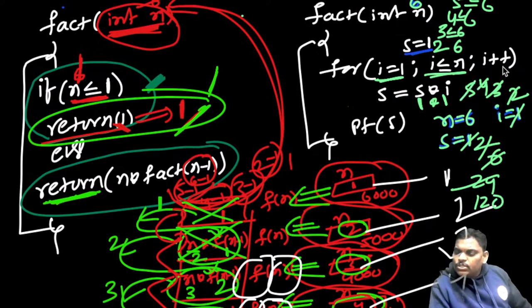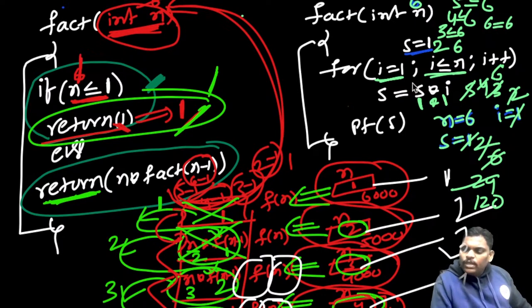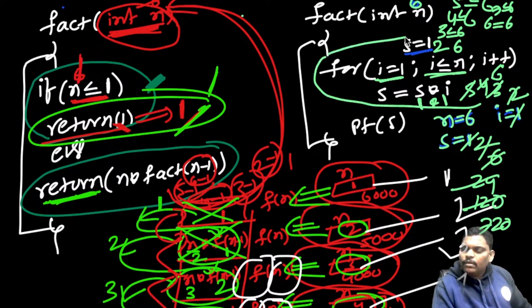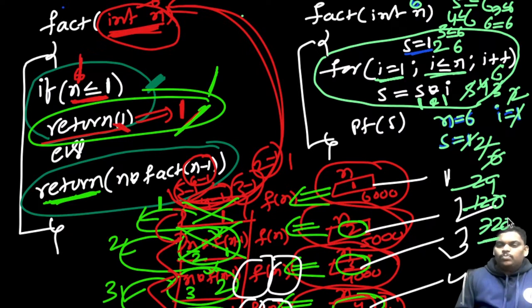So I value became 6 now. 6 less than or equal to 6, condition true again. S is equal to S into I: 120 into 6, how much? 720. Then once again I became 7, less than or equal to 6, condition fails. So lastly we are out of the for loop. Whenever you are out of the for loop, how much is the S value? Those people who got it, please let me know. If not, I will explain again.